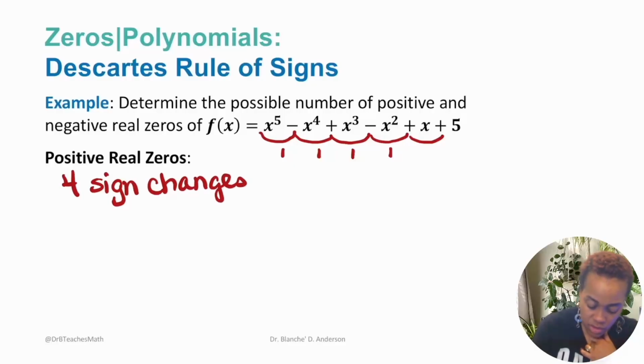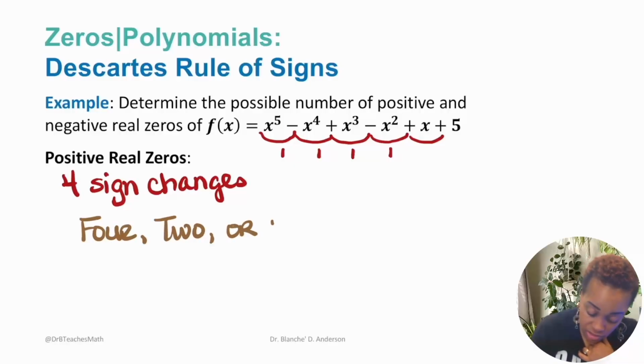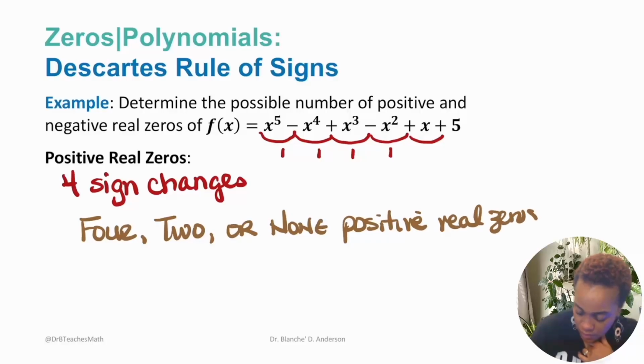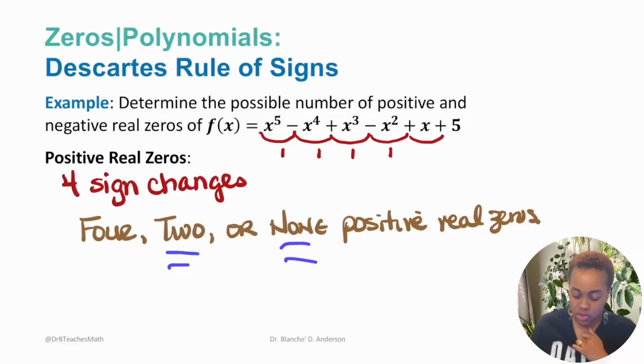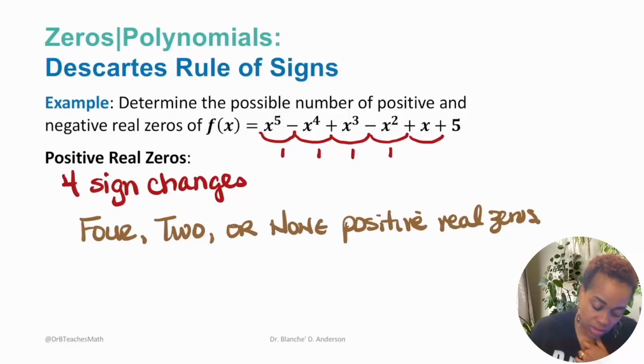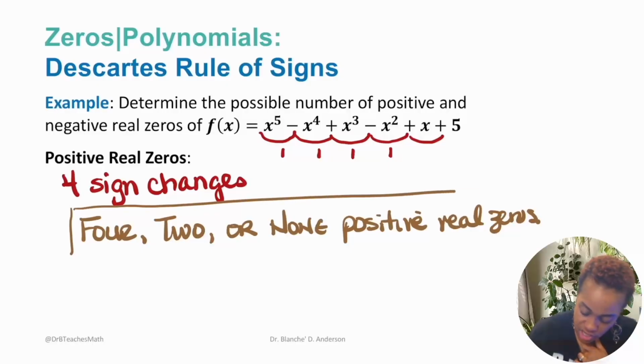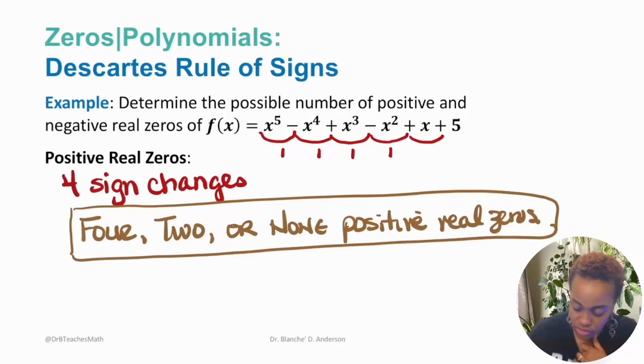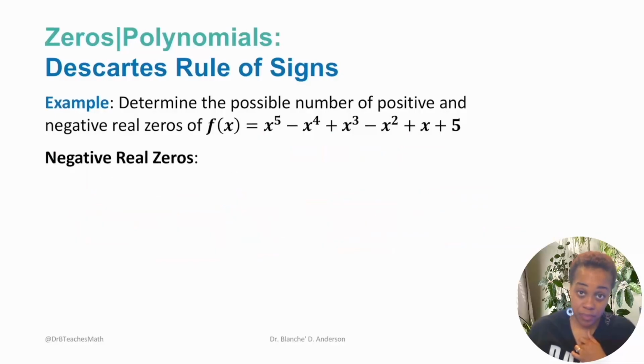And because we have 4 sign changes, we're going to have 4, subtract 2, 2, subtract 2, none, positive real zeros. So if you get the first number of sign changes and then just keep subtracting 2 until you can't subtract 2 anymore, that's how that works. That's what they mean by or less than the number of sign changes by an even number. Just subtract 2 till you get it. Easy? Okay, now f of negative x.